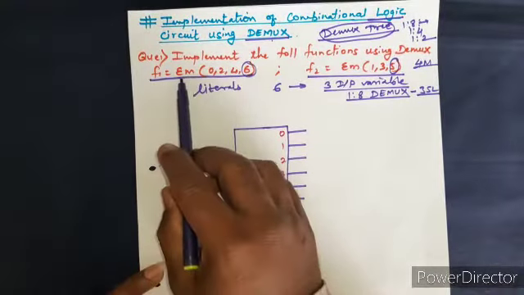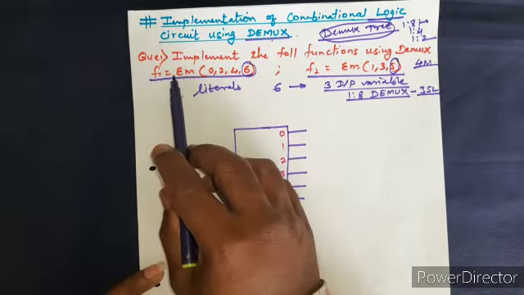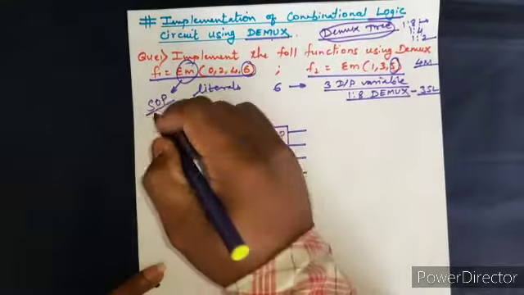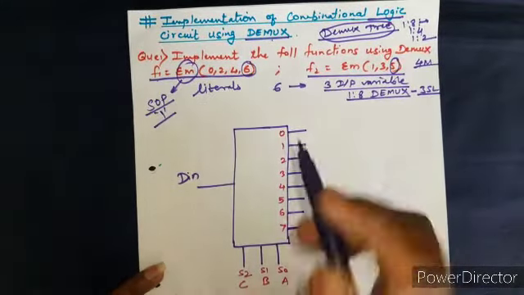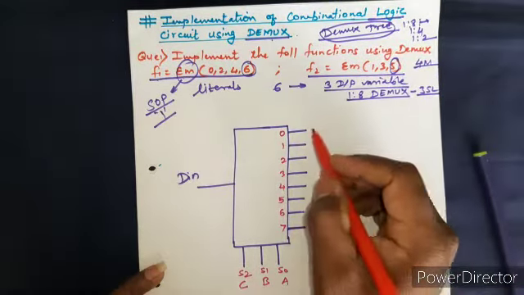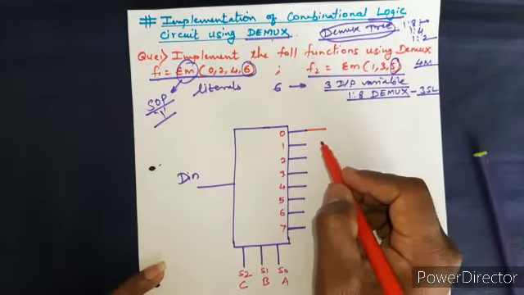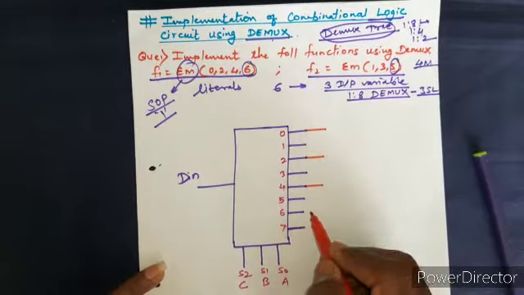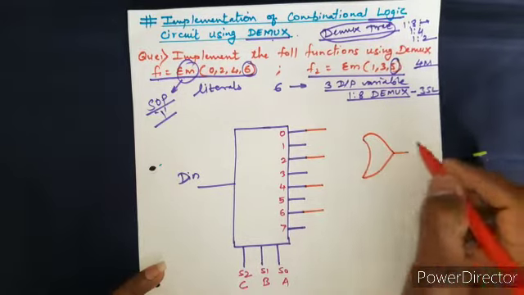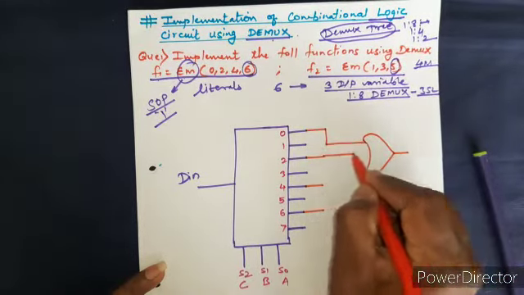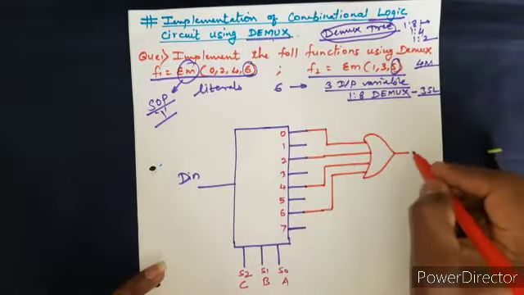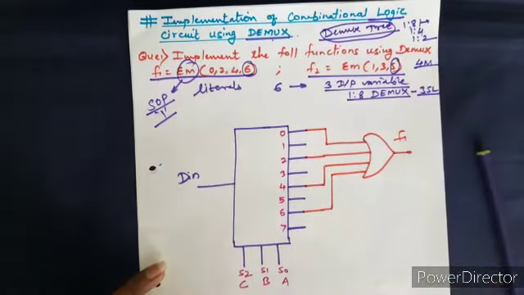Now looking at this function, F1 is equal to summation of small m. Now this small m corresponds to SOP, and SOP corresponds to binary 1, right? So I will just take these numbers. So it is 0, 2, 4, 6. All these I need to connect to an OR gate. Okay, so this is function F1.